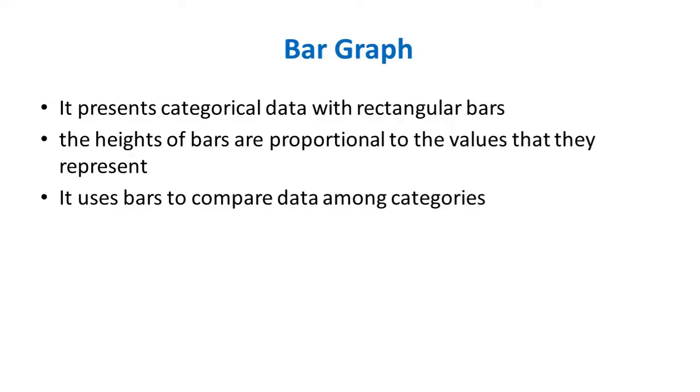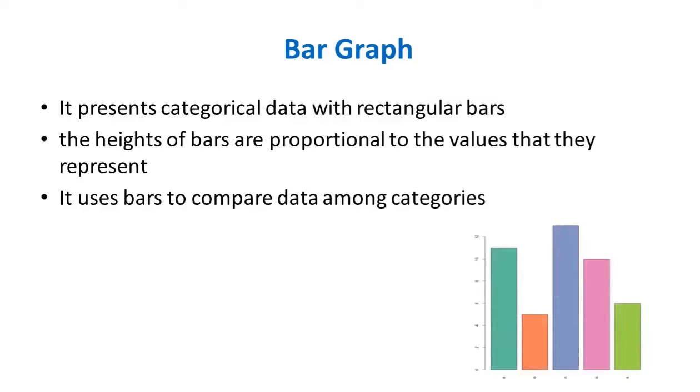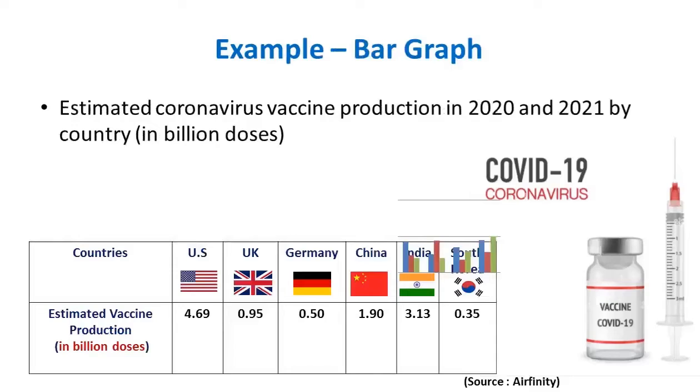There's more to see about the bar graph. Bar graph plots data using rectangular bars which compare different categories of data. So let us understand a bar graph through an example. Data on estimated COVID-19 vaccine production in 2020 and 2021 by various countries such as United States, United Kingdom, India, etc. are given in the following table. We shall draw a bar graph to represent this data using Matplotlib.